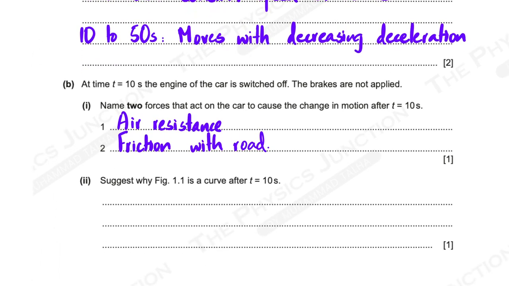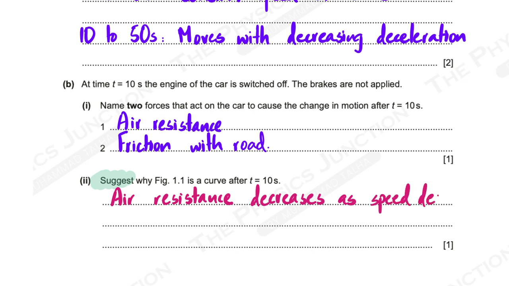Suggest, again, a suggest part. Suggest why 1.1 is a curve after t equals 10 seconds. This is also pretty easy to understand, because if you know that it was slowing down here, you know that the air resistance is going to decrease. So you can just say that air resistance decreases as speed decreases. So that's what you had to say here.